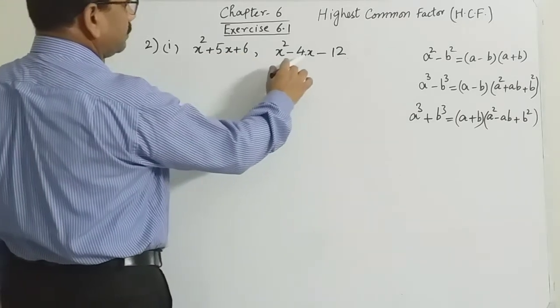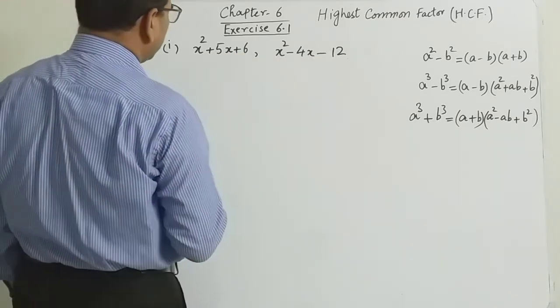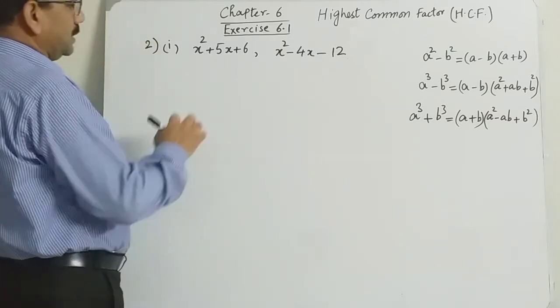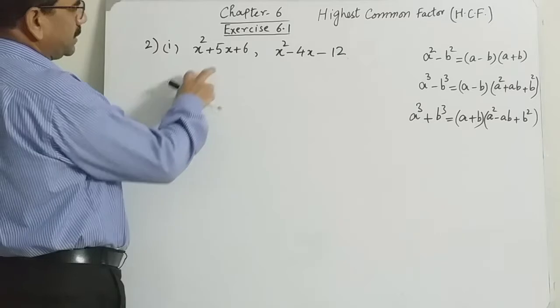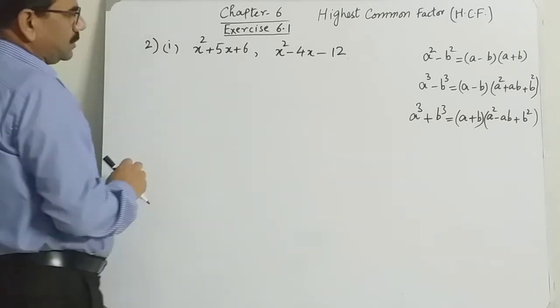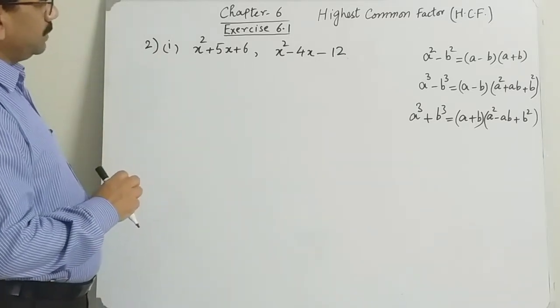Now in first part of question number 2, we have to factorize x square plus 5x plus 6 and x square minus 4x minus 12 by factorization. These are quadratic expressions. To factorize a quadratic expression, we use the method of midterm breaking.